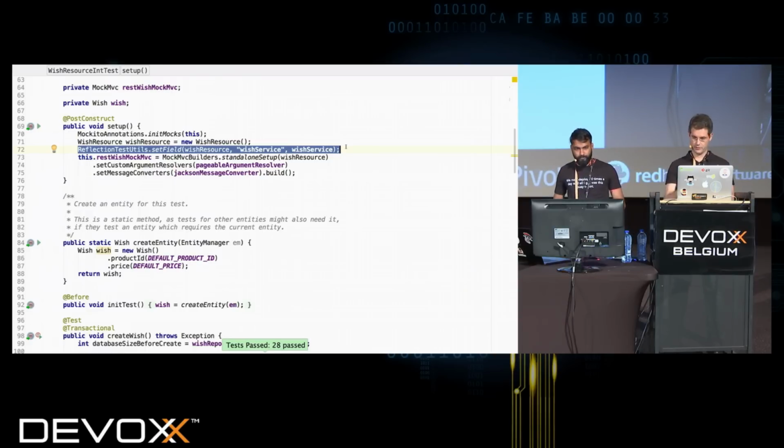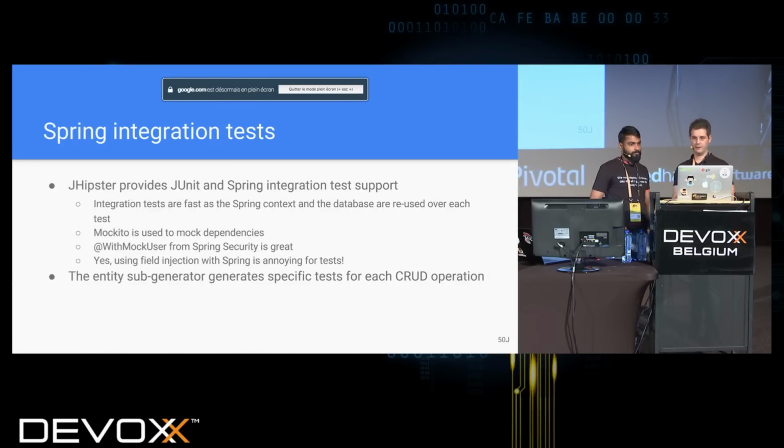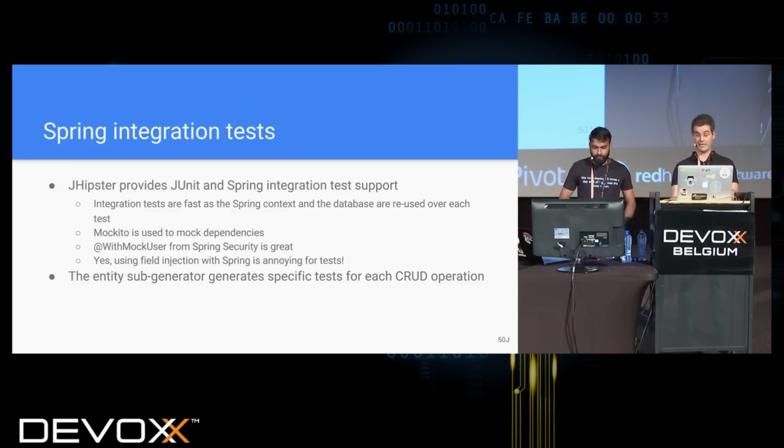But that's another discussion. Just wanted to show this little trick also, because this is like the @WithMockUser. If you don't know the trick, it's quite annoying to test with security. By default, the user is test, so you just need to create a test user and test with the test user. As we saw, the entity sub-generator generated specific tests for each CRUD operation: create, retrieve, update, delete. And it's just failing because I modified my business code, so of course you need to modify your test according to your business code.